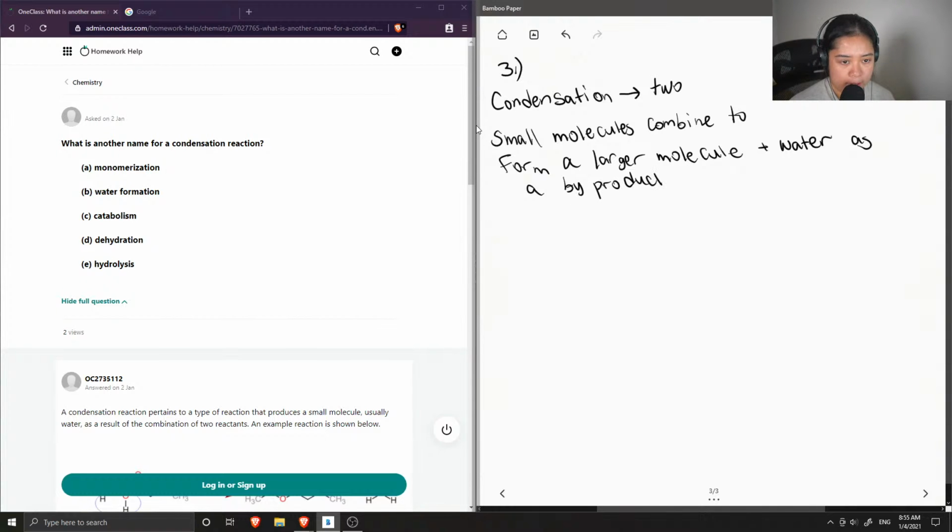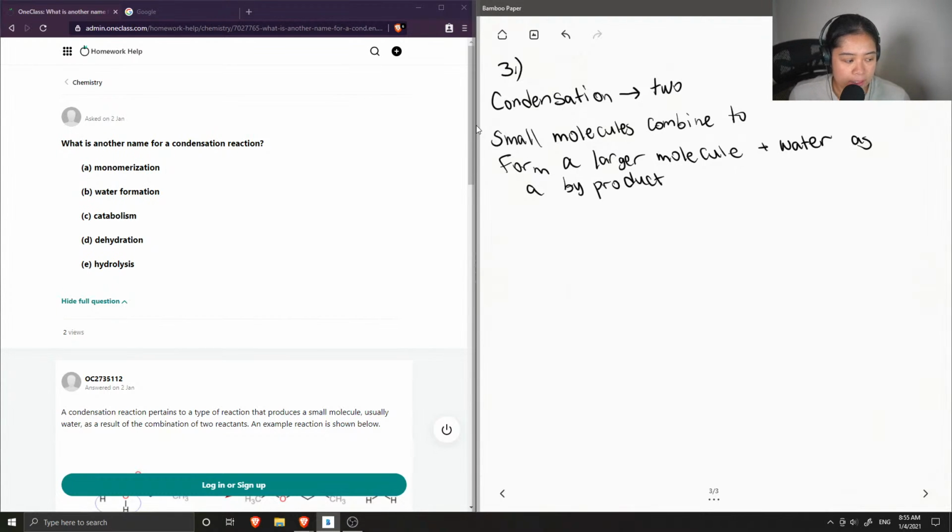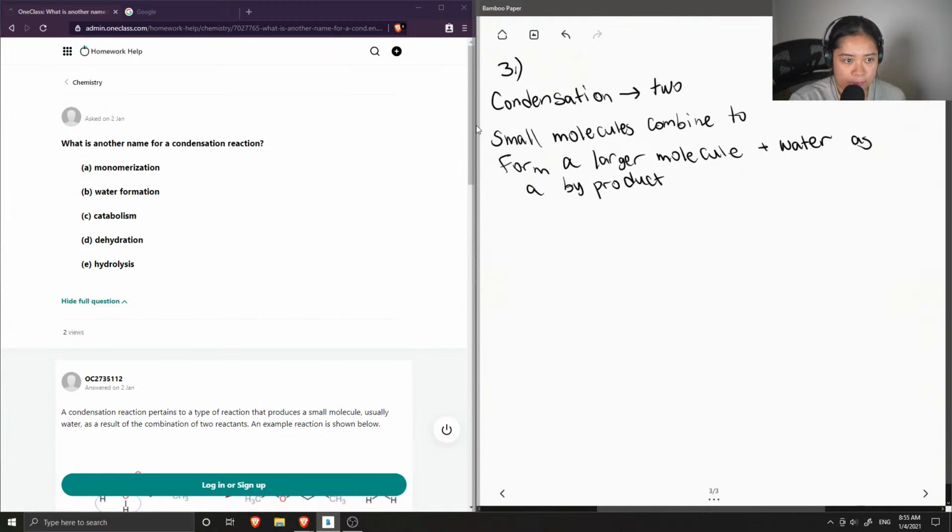Okay, so a condensation is when two small molecules combine to form a larger molecule plus water as a byproduct. So another word for condensation reaction is a dehydration reaction. So option D.